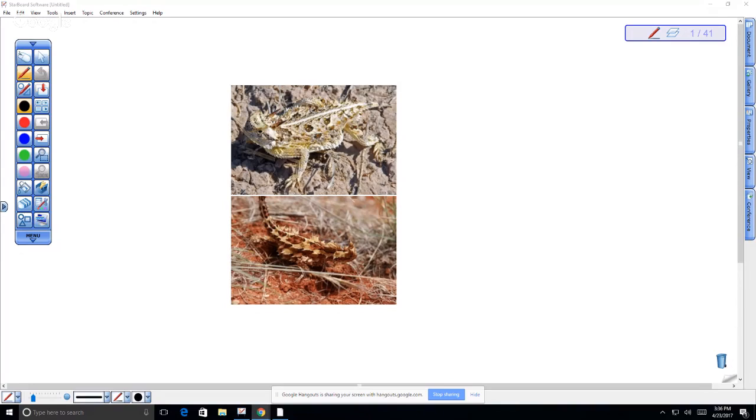So this is what is referred to as the horned lizard. Sometimes people mistakenly call it a horny toad, but it's actually a lizard. So it's a reptile, not an amphibian. So this is the horned lizard.